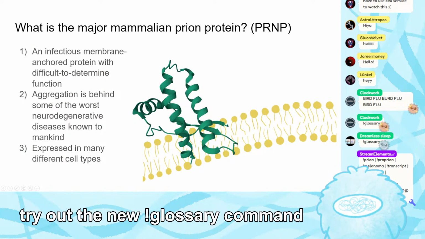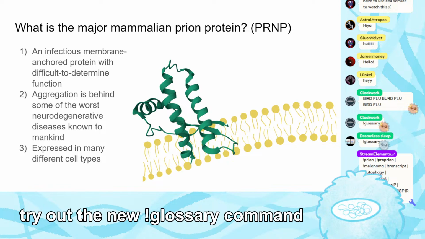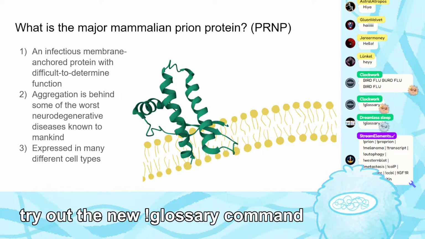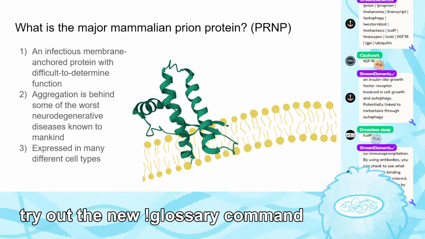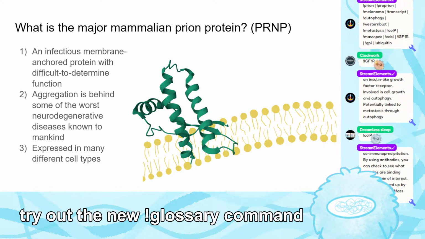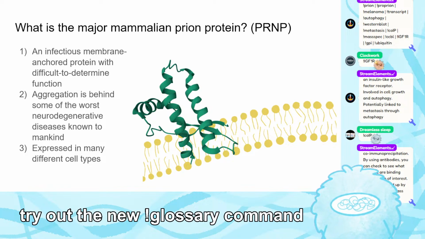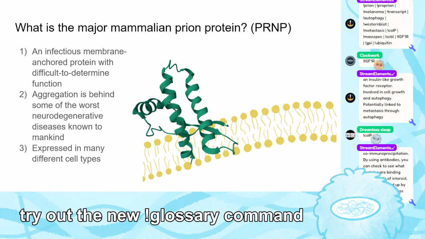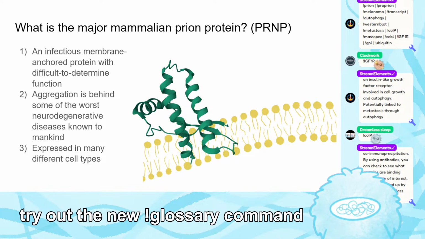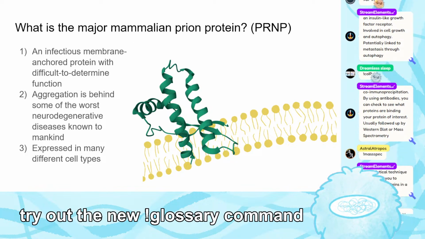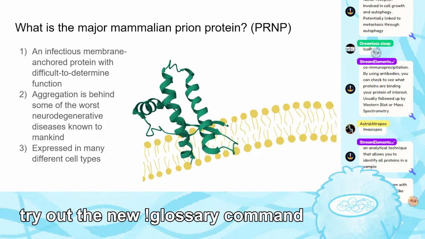If you are a viewer of my channel, there is a very low chance that you do not know what a prion protein is, but in case you do not, here is a brief description. Prion protein, specifically the major mammalian prion protein, is what is called a prion, which is an infectious protein. The mammalian prion protein specifically is a membrane-anchored protein with a difficult-to-determine function, right? So the prion protein, when it's happy and healthy, actually lives inside the membrane, and it's anchored in the membrane. Aggregation is behind some of the worst neurodegenerative diseases known to mankind.